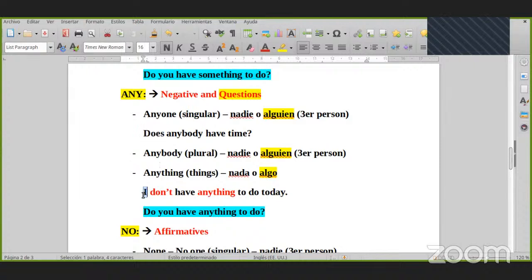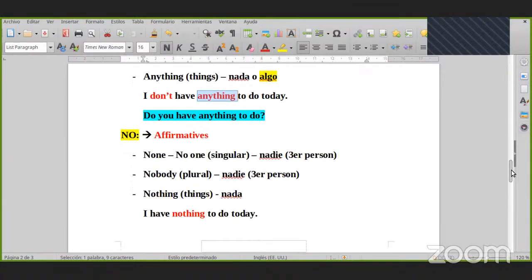Here in negatives: I don't have anything to do today. As I am using a negative sentence, I use anything. Any is used just with negatives and questions. In questions: do you have anything to do? The other variation that we have is no. No is similar, no difference with any. Because no one means nadie.